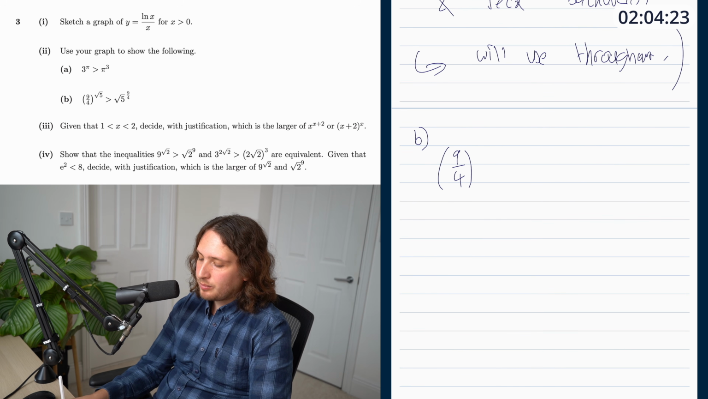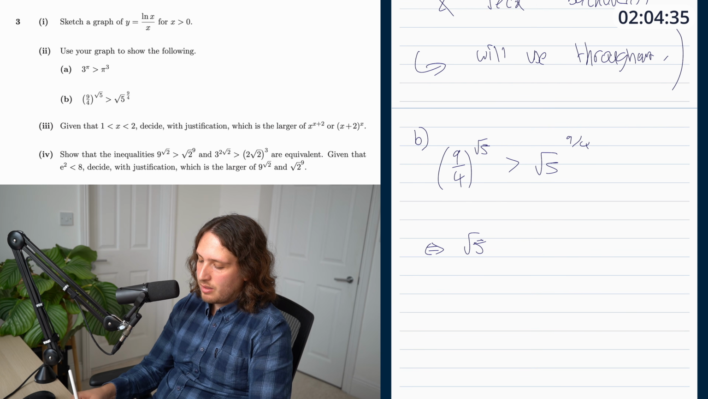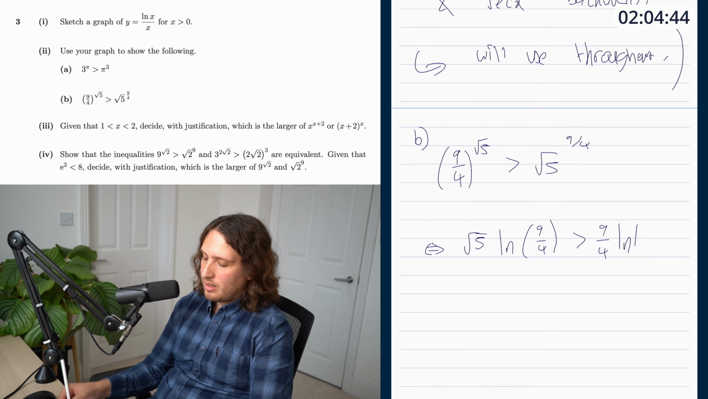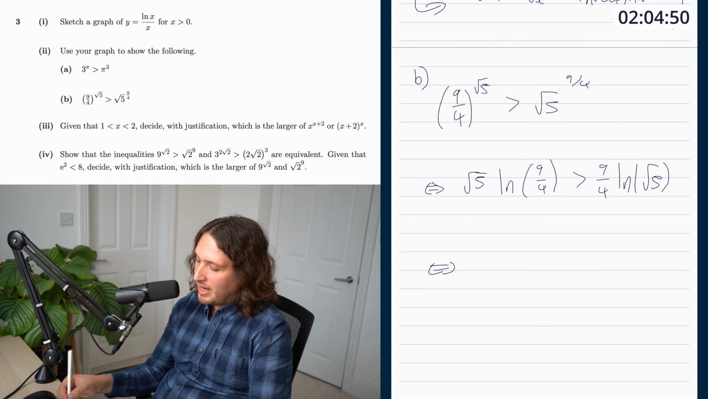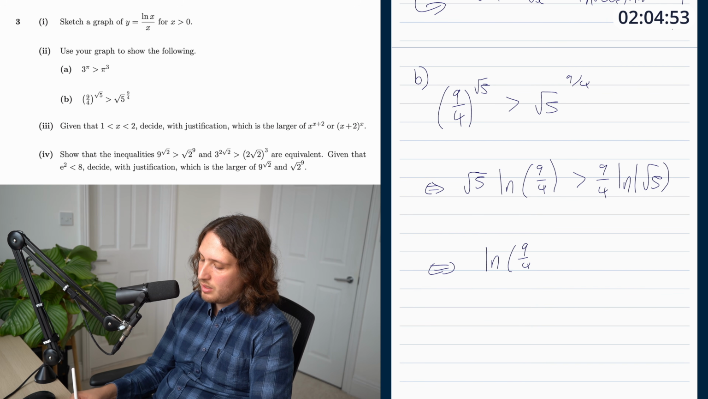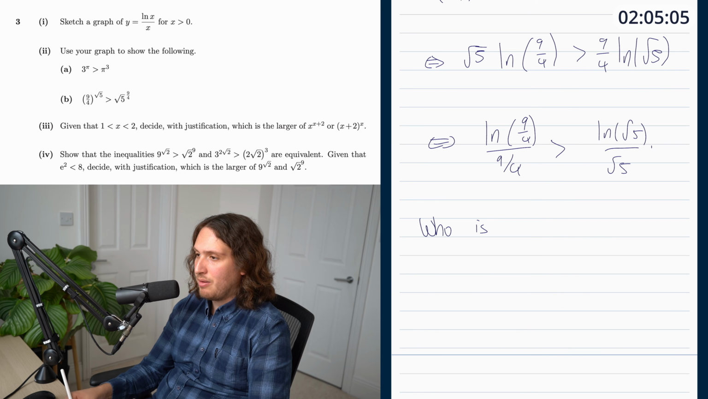So 9/4 to the root 5, bigger than root 5 to the 9/4, is equivalent to root 5 to the ln 9/4, bigger than 9/4 to the ln root 5. Put it into log x over x form. That's equivalent to ln of 9/4 over 9/4, bigger than ln of root 5 over root 5. Now, who is bigger? So let's tell the reader that I'm now going to consider that question.